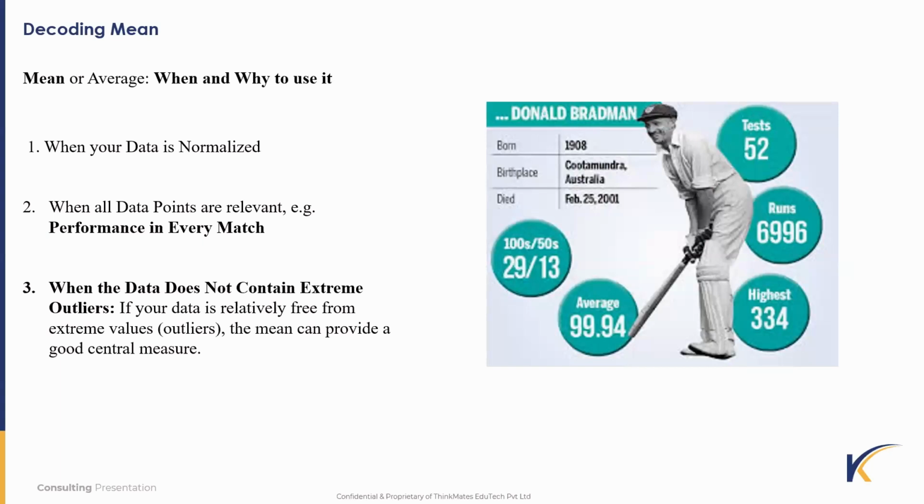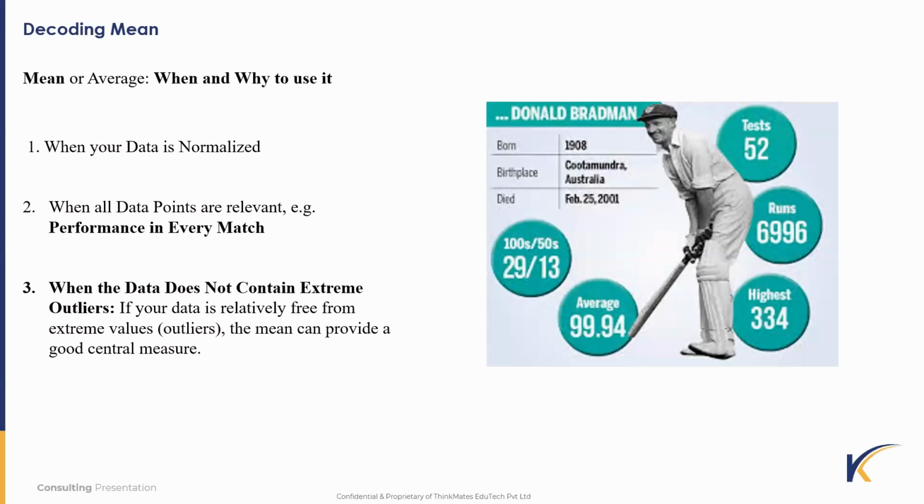Second, any data where all data points are important or relevant. For example, in cricket, performance in every match matters, right? Especially at an international level. Can it be that performance in this match is not important because this match is versus Zimbabwe and this match is versus Kenya? Does that happen? Every match is important, every score is counted, every match needs to be won. So all data points are relevant. In such cases, the mean or average becomes an extremely important parameter. Third, we use the mean when the data does not contain extreme outliers, meaning there are no extreme values in that data. Then the mean is a good measure of central tendency.